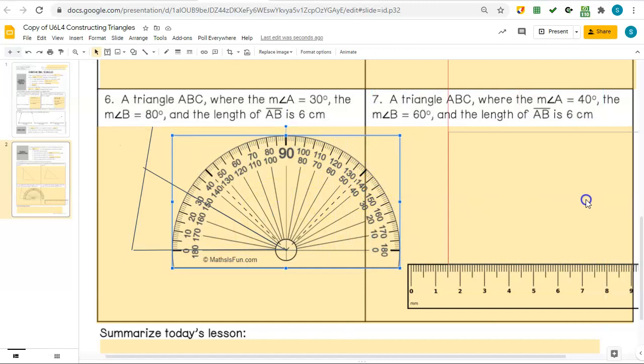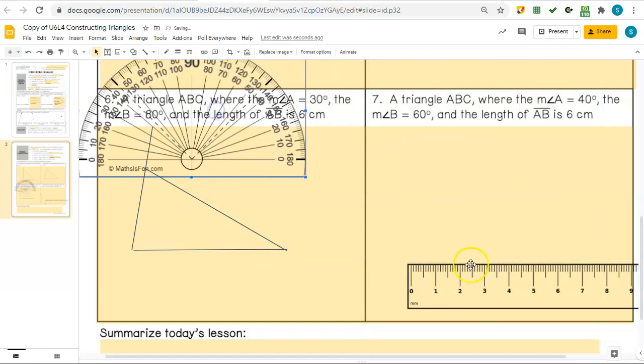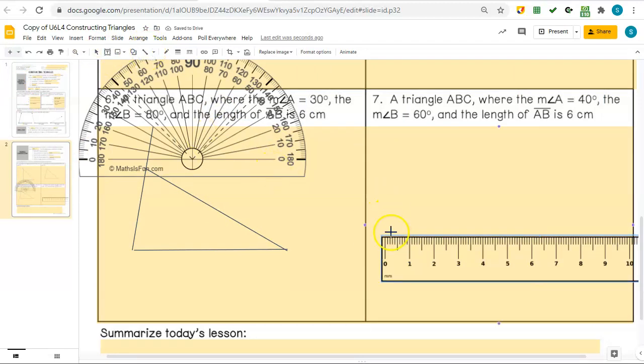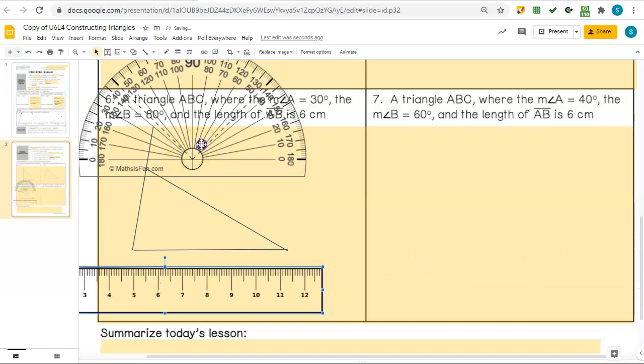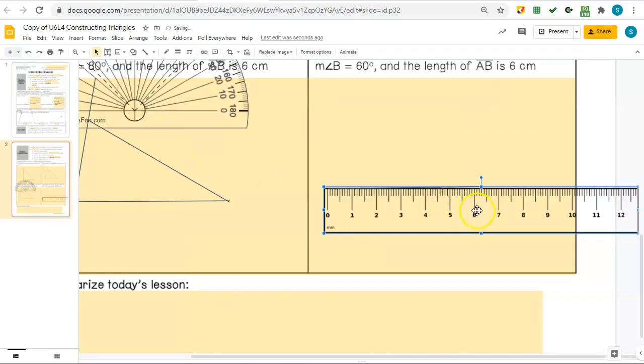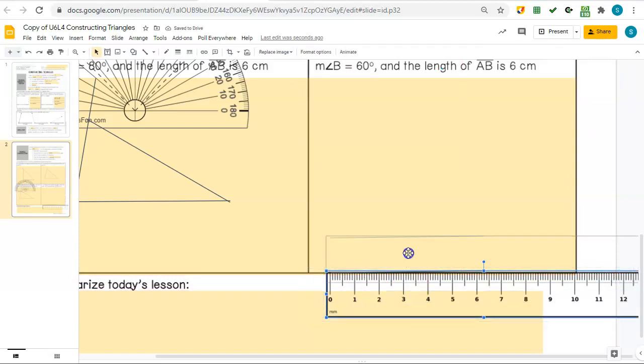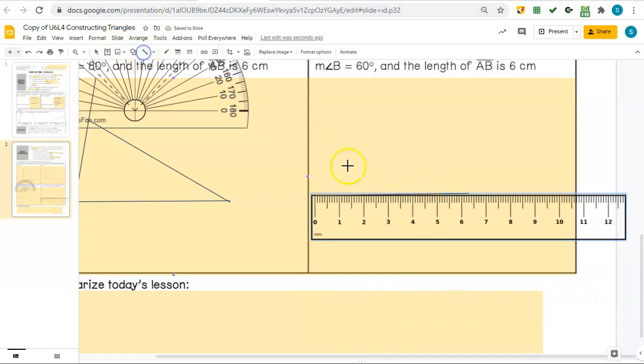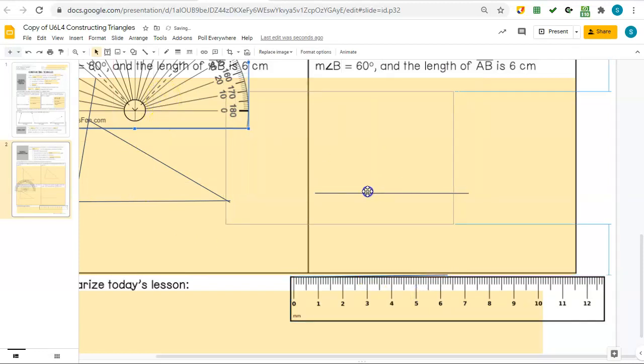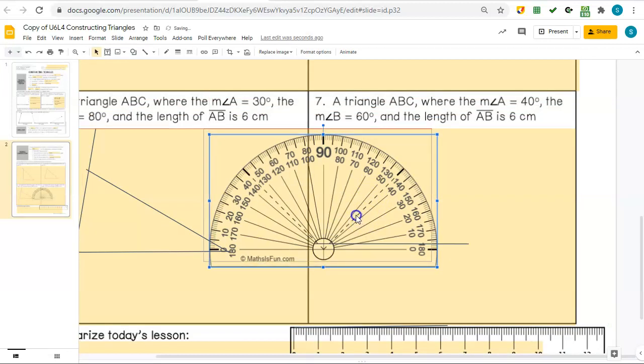Let's do the same one here. So we've got AB is again 6 centimeters. So first thing I'm going to do is draw my 6 centimeter line. Get my ruler out of the way. I guess I didn't draw my line. Oh, I did. There it is. No, I didn't. I thought I did. Let's draw my line. Six centimeter line. Grab my protractor, and I've got a 60-degree angle and a 40-degree angle.